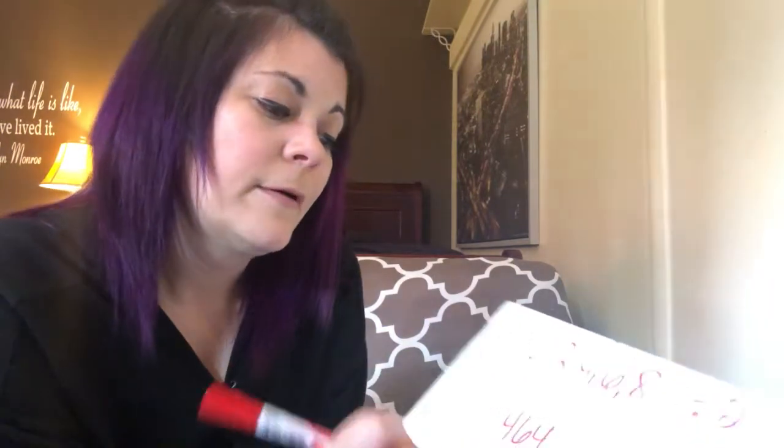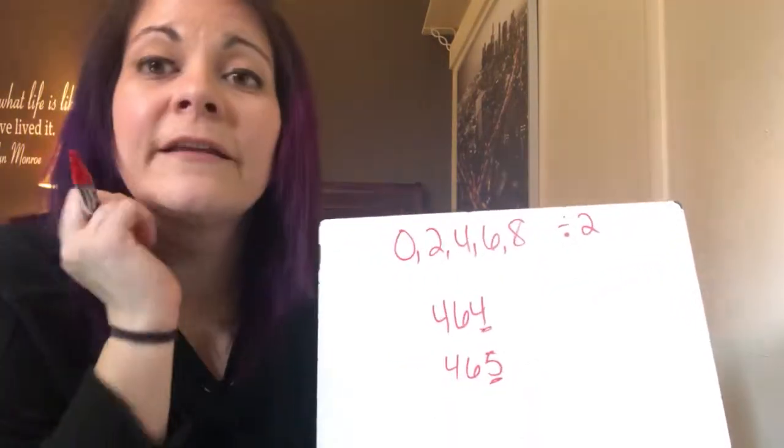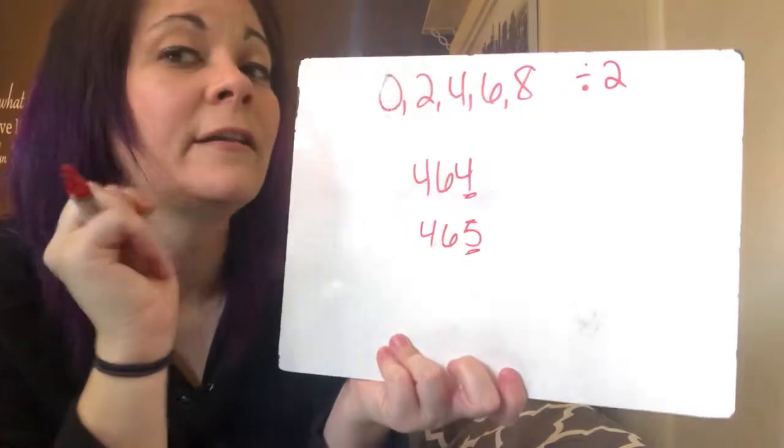465 ends in a 5. That is not an even number. We know it's not divisible by 2. So that's the divisibility rule for dividing by 2.